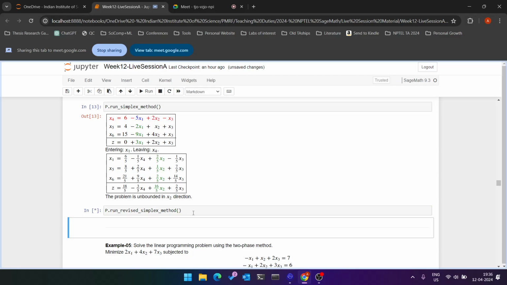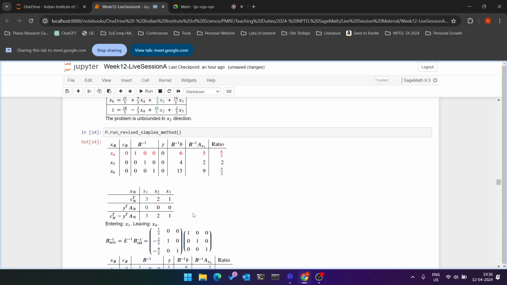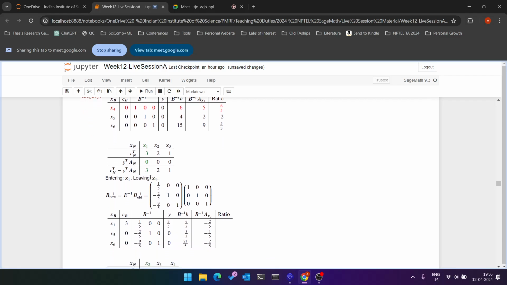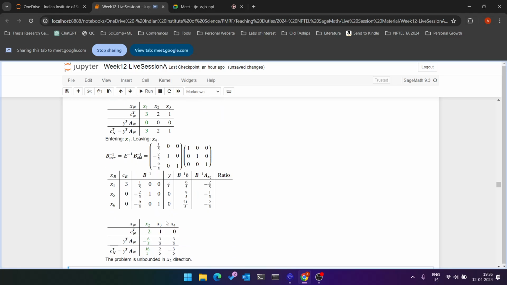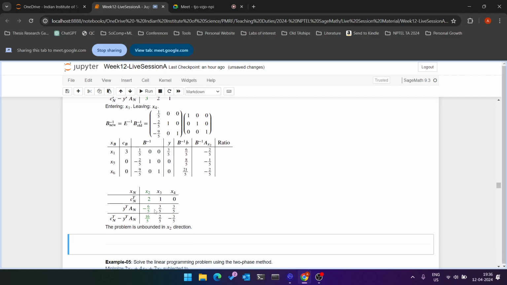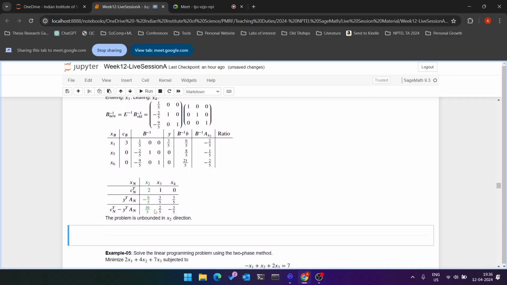If I run the revised simplex method, I expect it to run into the same problem. So firstly, it sees that the reduced cost coefficients are all positive. We need them to be all negative. So it enters through x1, leaves through x4, creates the new B inverse matrix. And again, you see current reduced cost coefficients coming out to be two positive and one negative.